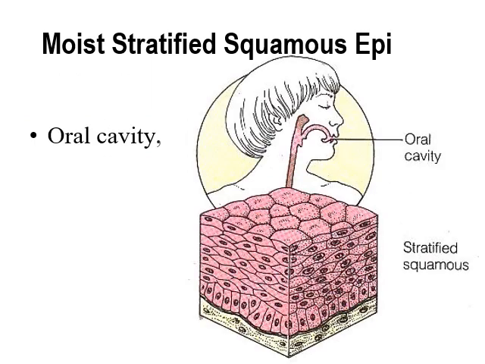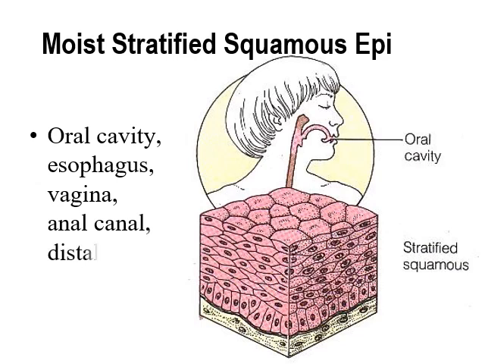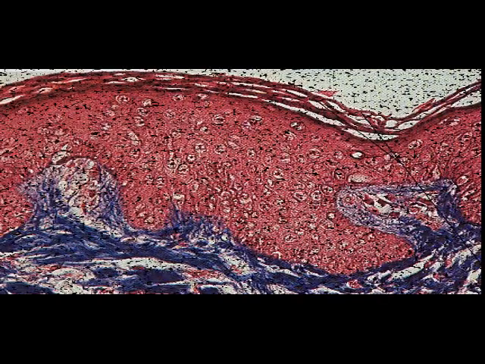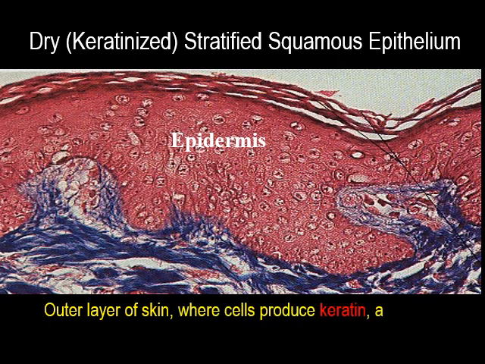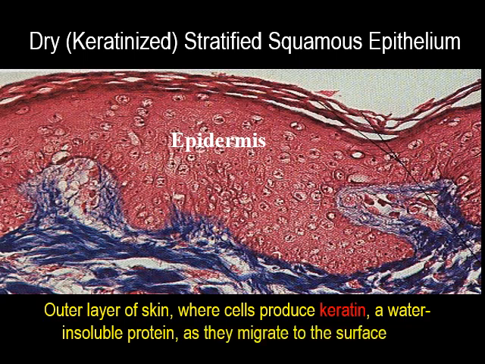The moist kind is found lining the oral cavity, the surface of the esophagus or food tube, along the vagina, the anal canal, and the distal end of the urethra. The dry kind is also called keratinized because these cells produce a water-insoluble protein called keratin. We find keratinized stratified squamous epithelium almost exclusively in the outer layer of the skin, a layer called the epidermis.